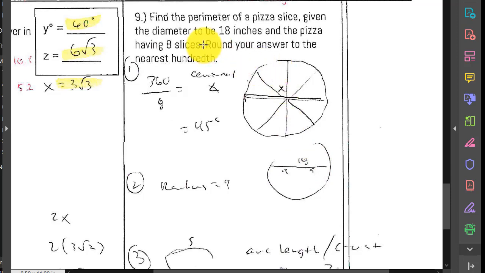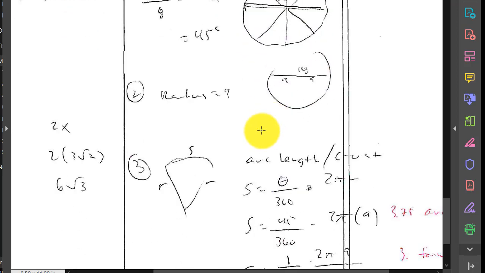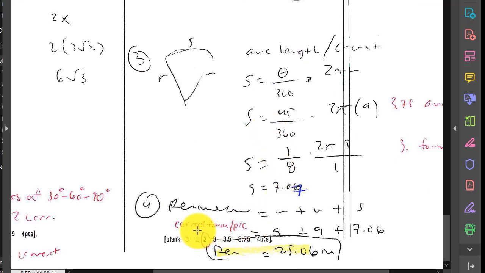Or if you drew a pizza with 8 slices, you just cut it in half, you have 4 there, and then another one, you have 4 as a semicircle, and another 4, that's a total of 8. So if you got that much, I think I gave you 2 points for the correct formula or picture.